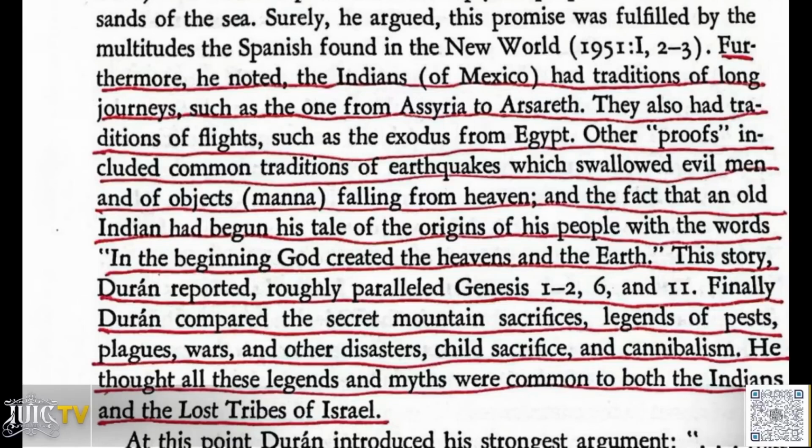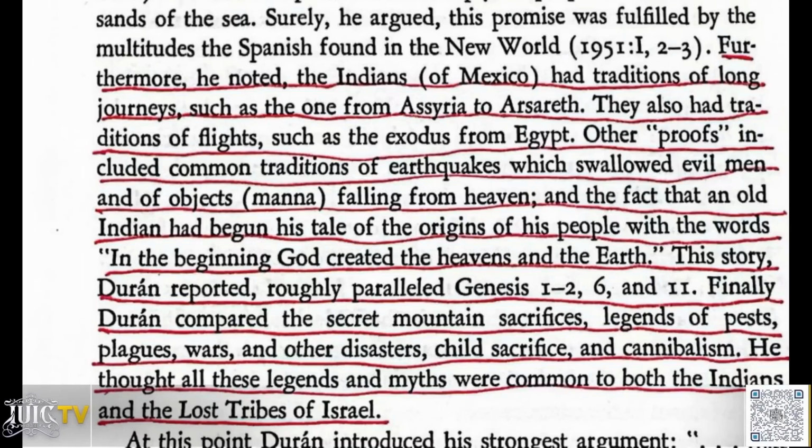They also had traditions of flights, such as the Exodus from Egypt. Other proofs included common traditions of earthquakes which swallowed evil men and of objects, manna, falling from heaven. Where is that found at, brothers? Numbers. So they said, the Aztecs had that in them. Why do they have the same things the Hebrews have?